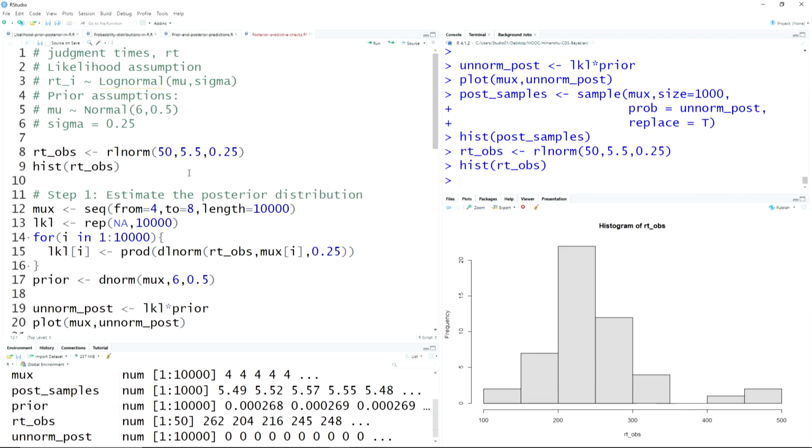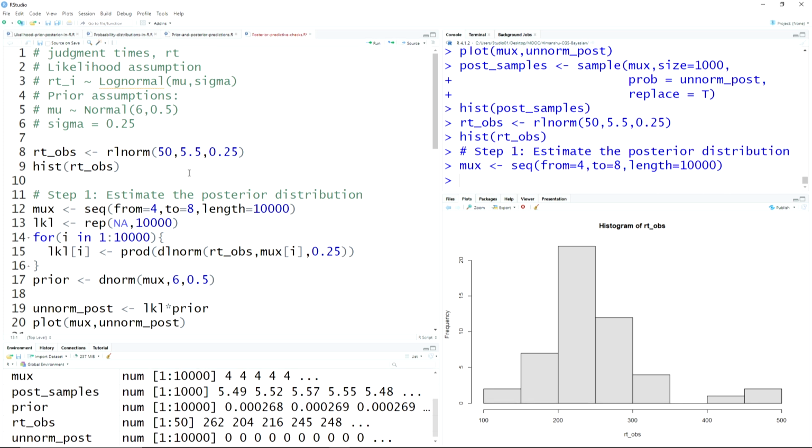Okay. How do we estimate the posterior distribution? One simple method that you have seen is to take a lot of values of the parameter mu in a certain range. Here we are taking 10,000 values of mu between 4 and 8. These are equidistant values of mu between 4 and 8. Now, for each value of mu, we are calculating the likelihood.